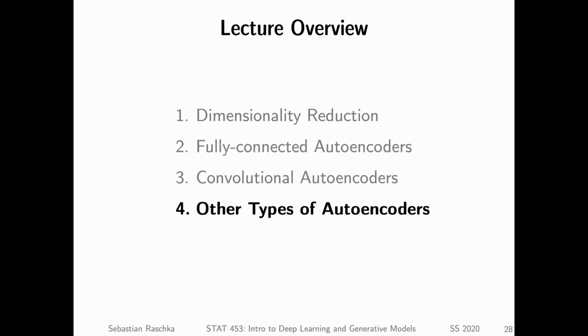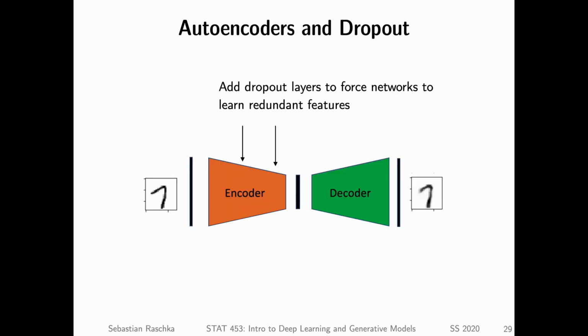So lastly, before we actually go to the code examples, let me go over some other types of autoencoders, just to round up the lecture here. One modification we can make to the autoencoder is adding dropout layers, which can help force the network to learn redundant features. So the network will be less likely to memorize certain pixels at certain positions. By adding dropout, we may make a more robust autoencoder.